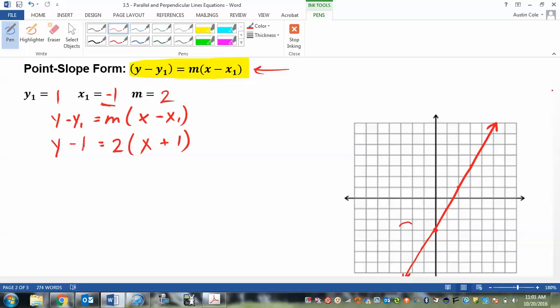Now that doesn't really help us a whole lot, does it? I want to get y by itself here. So how do I get this? How do I get y by itself?